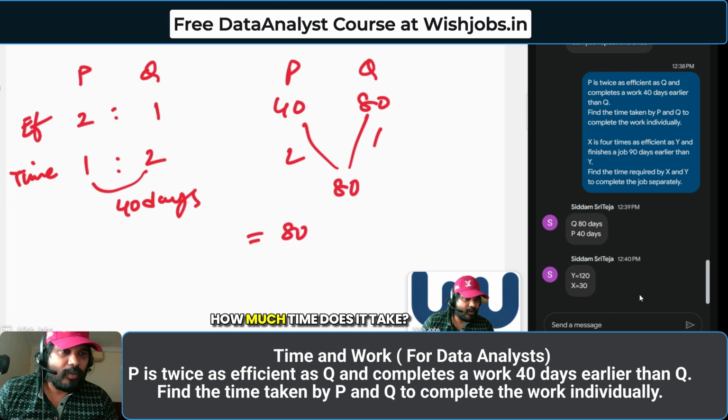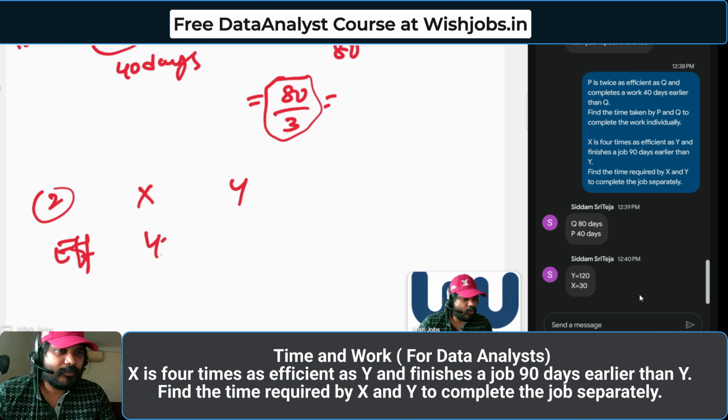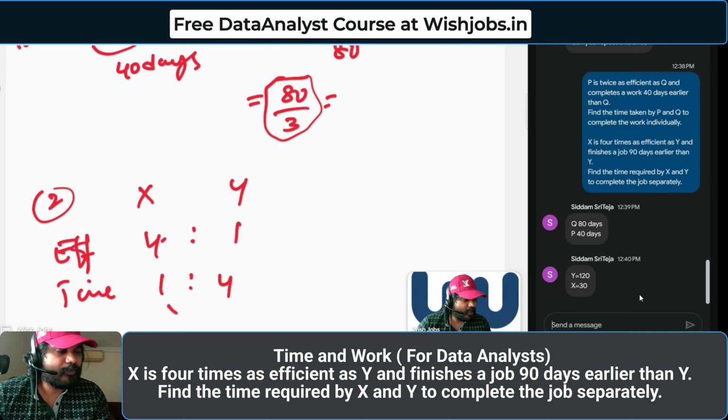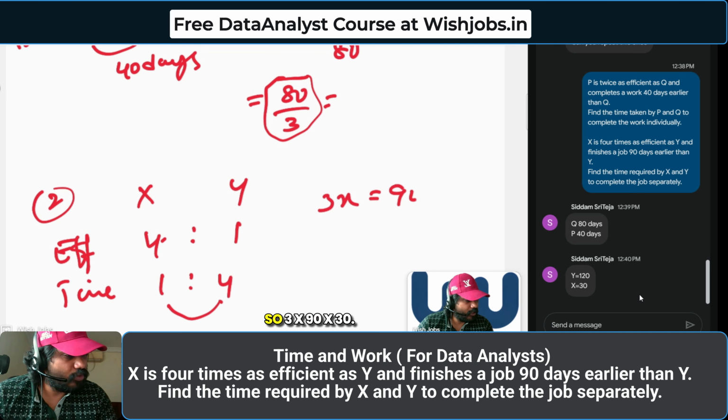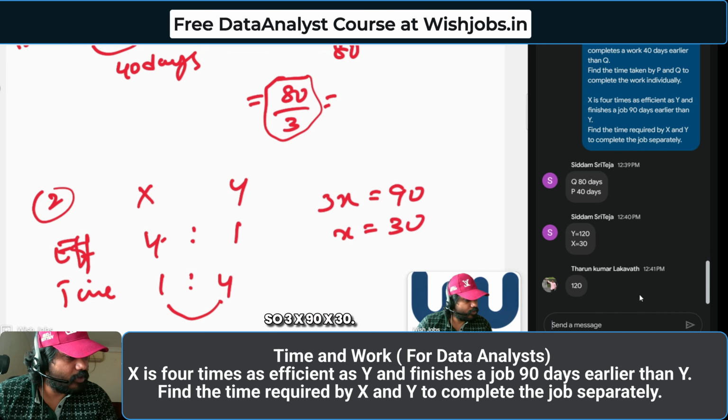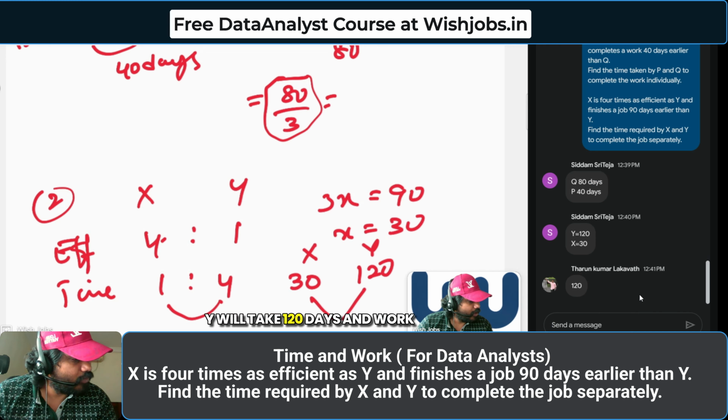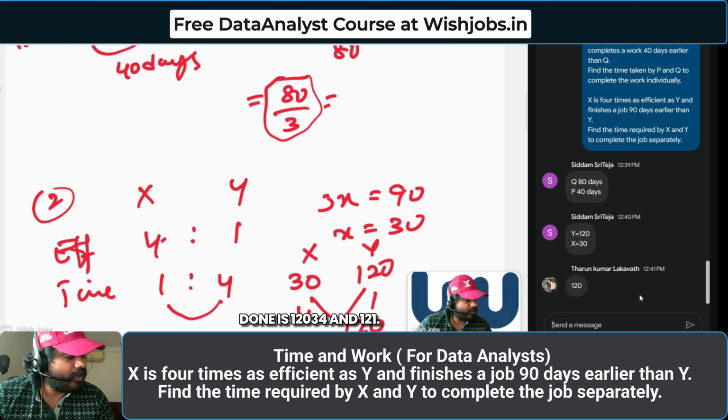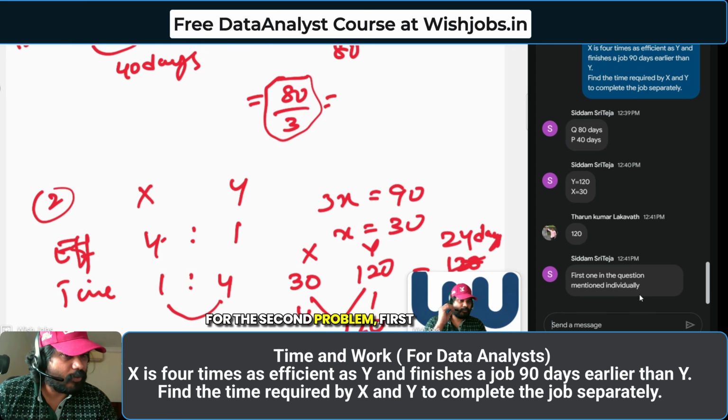Okay, for the second problem, X and Y efficiencies are 4 is to 1. So 4 is to 1, time will become 1 is to 4. The difference is 90 days. So 3x equal to 90, x equal to 30. So X will take 30 days, Y will take 120 days, and work done is 120, 3 into 4 and 1 into 1. So the time will be 24 days for the second problem.